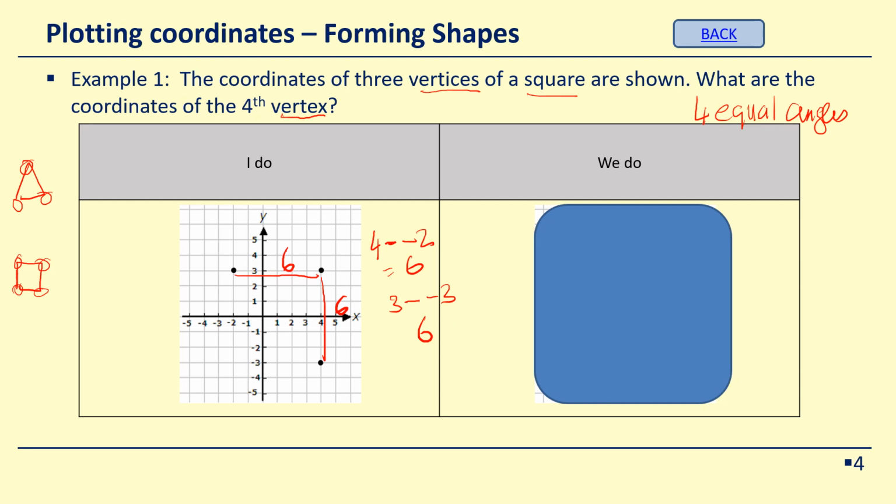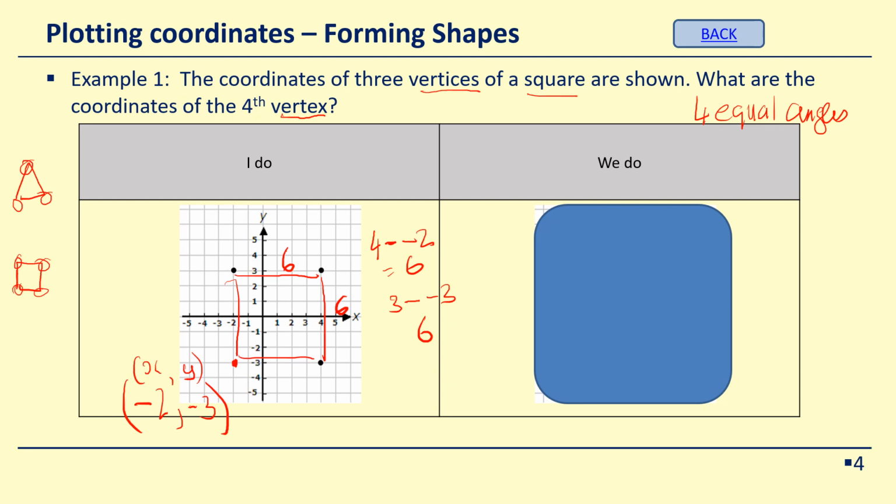So this is at 3. 3 take away 6, because it's going down, is -3. So the 4th corner of the square is at -2, -3. Remember, coordinates are always inside brackets and separated with a comma. X first, Y second. So back 2 and down 3.